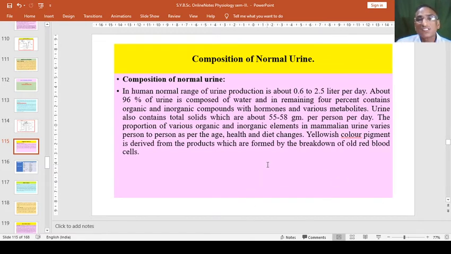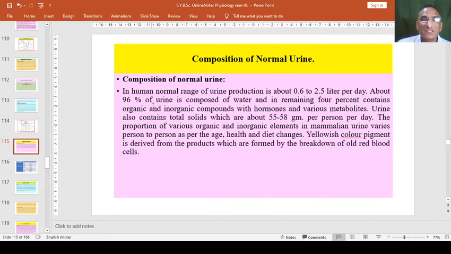Now, what is the composition of normal urine? Normally, in human urine, there are salts and yellowish bile pigments, which give the color. Actually, molecules or materials are not filtered, only the color is given back. The normal human range of urine production is about 0.6 to 2.5 liters per day.